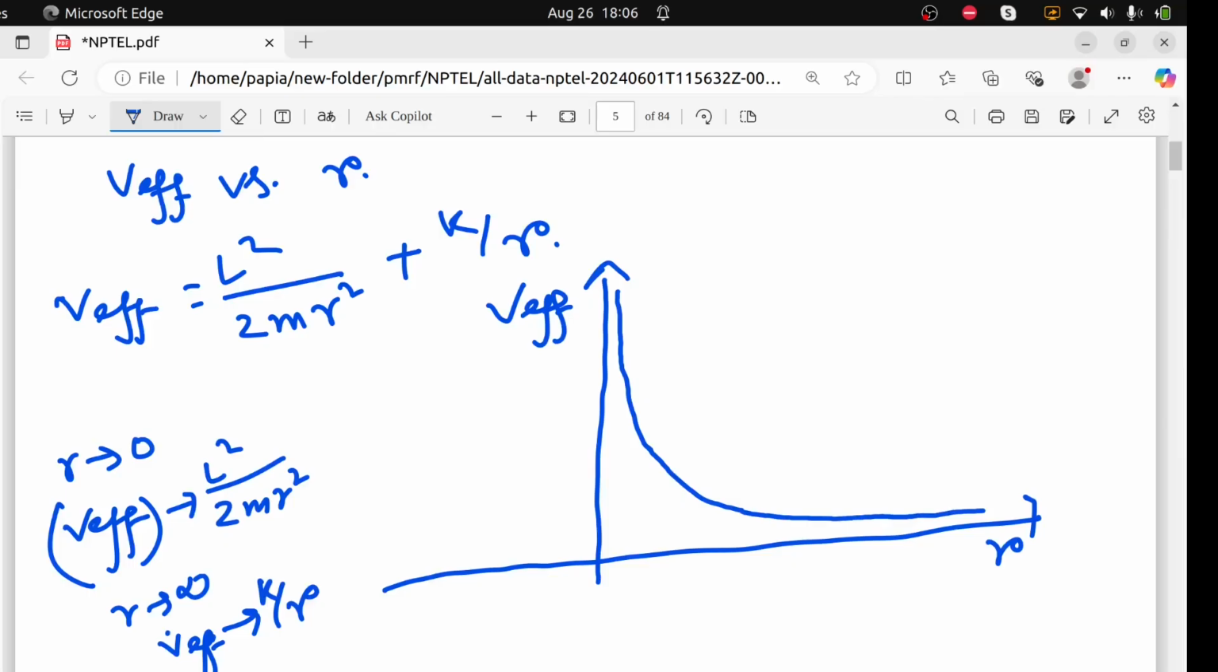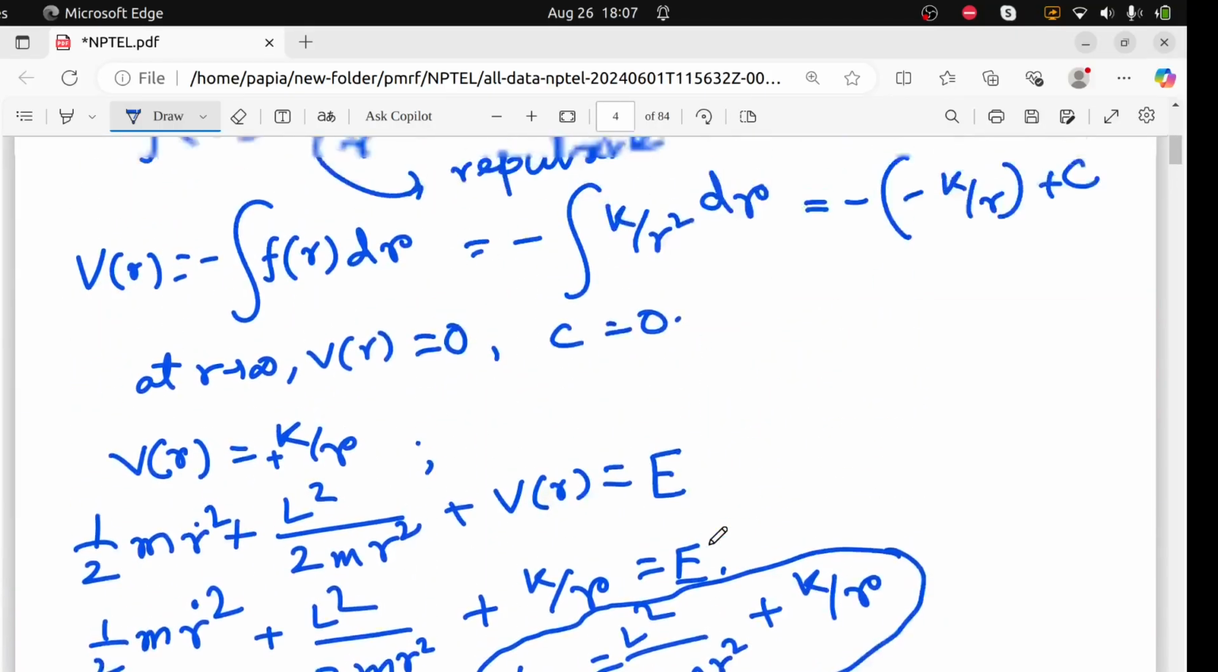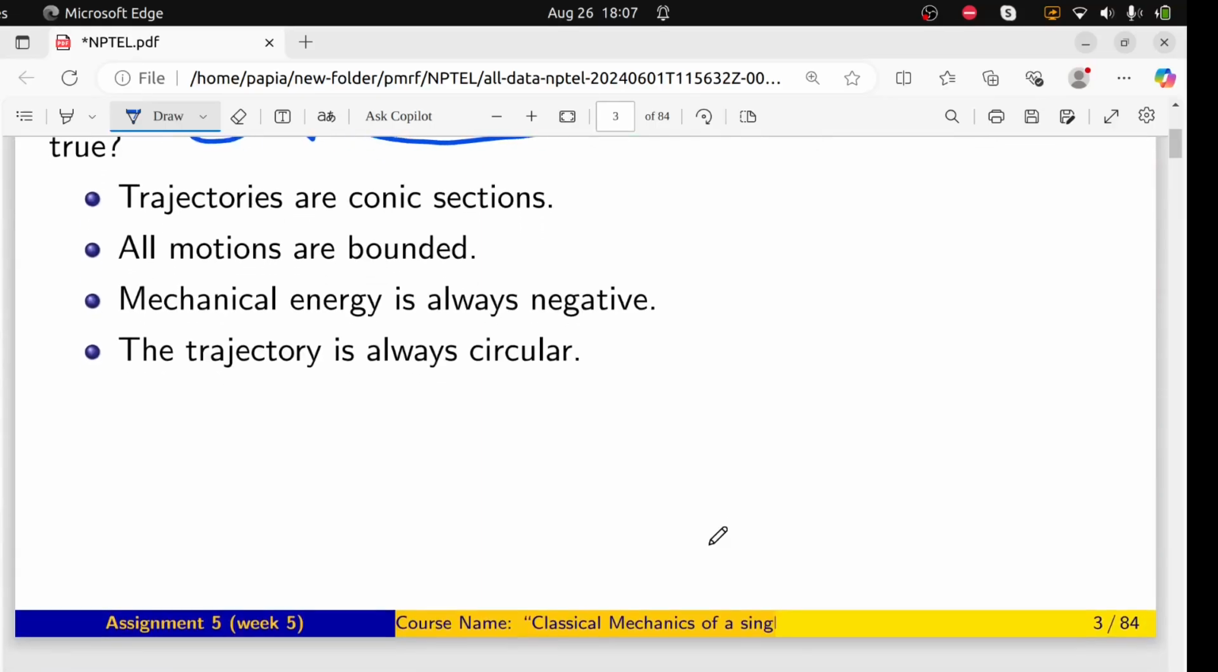That was my mistake in the last class, that I showed a similar plot as for the inverse square law, I mean the attractive inverse square law. But if it is a repulsive inverse square law, then you have to draw it like that. Okay, fine. Now V effective is like that. Now the trajectories are conic sections. Okay, this is always true because it is a central force, as well as an inverse square central force.